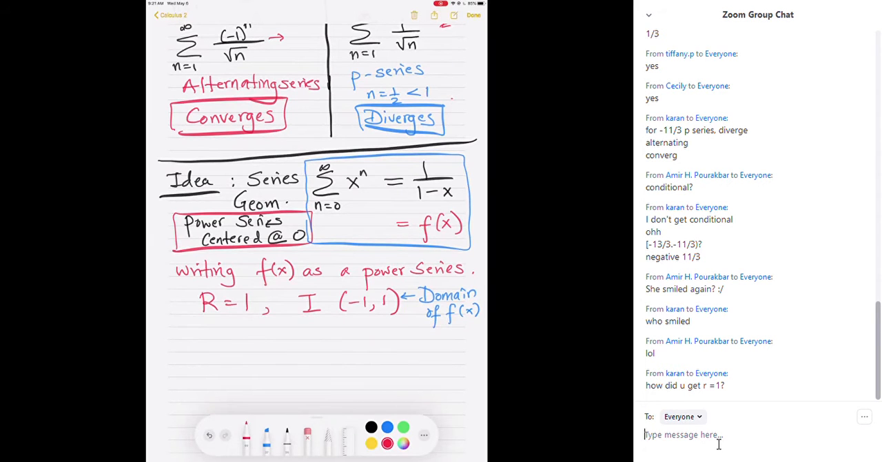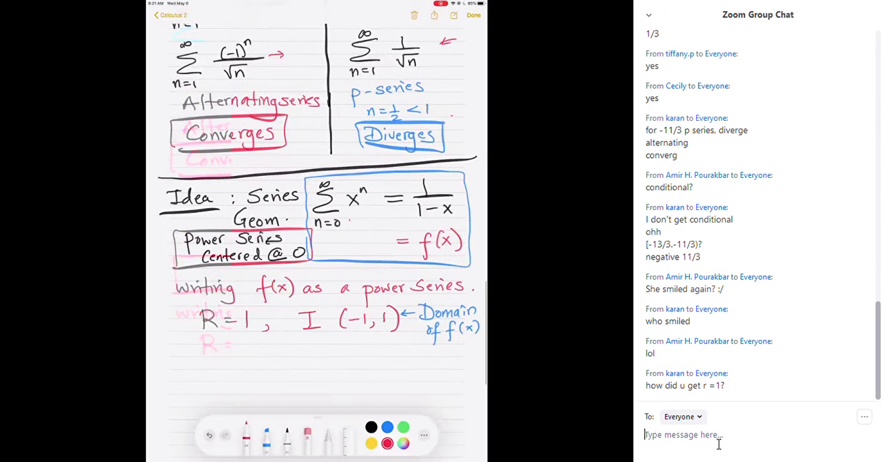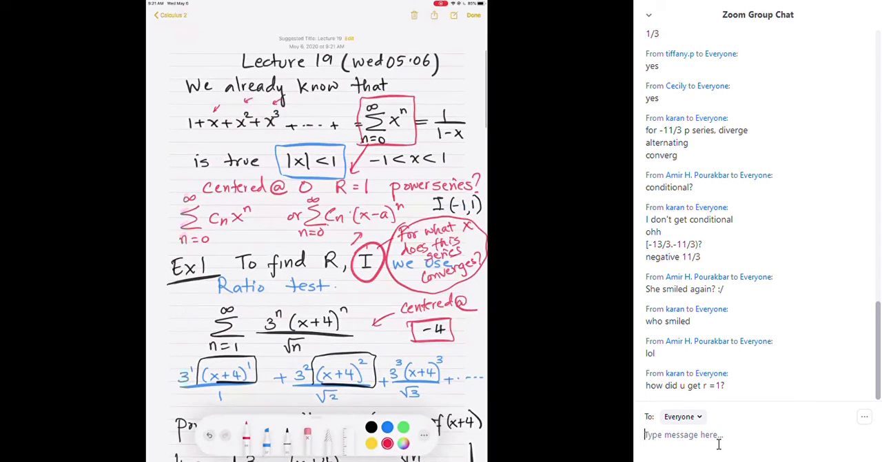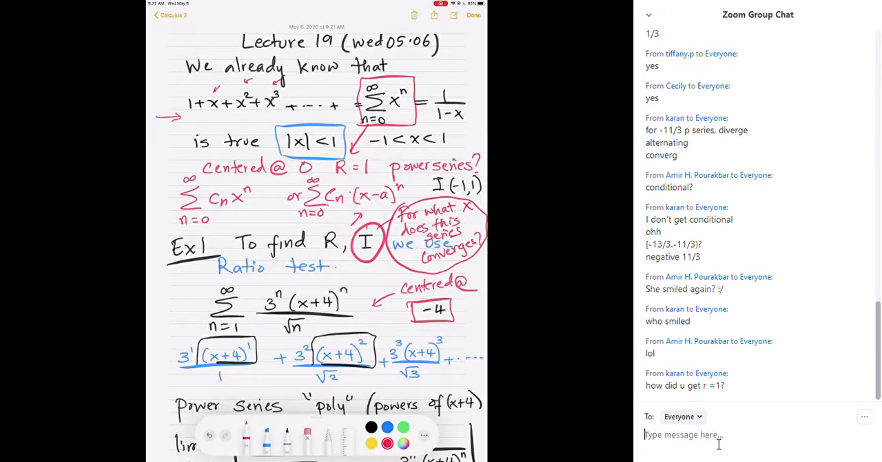And we've gone over that, Karan, because this is a series centered at 0. So at the beginning of the lecture, we talked about this. So you can look at this one. This is a geometric series. So you know that the radius is equal to 1. Does that answer your question?